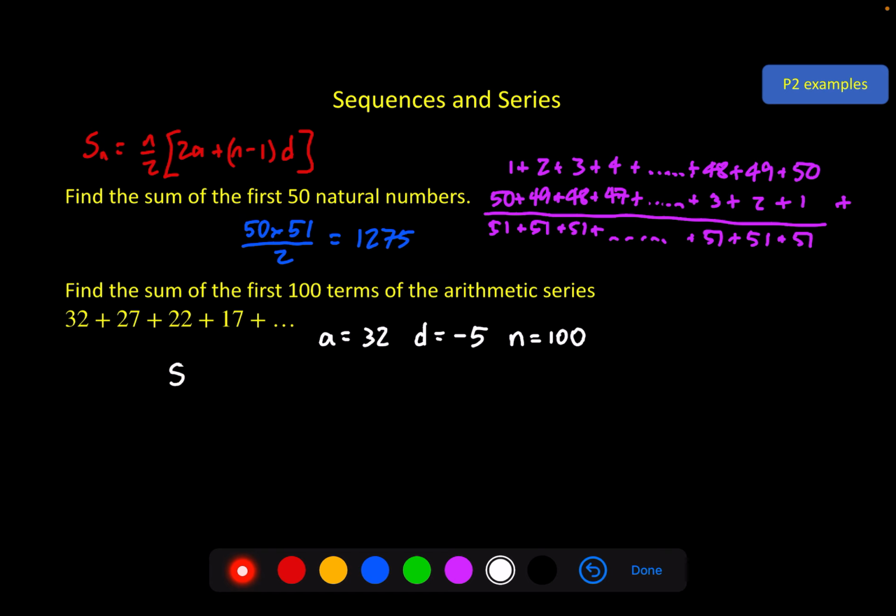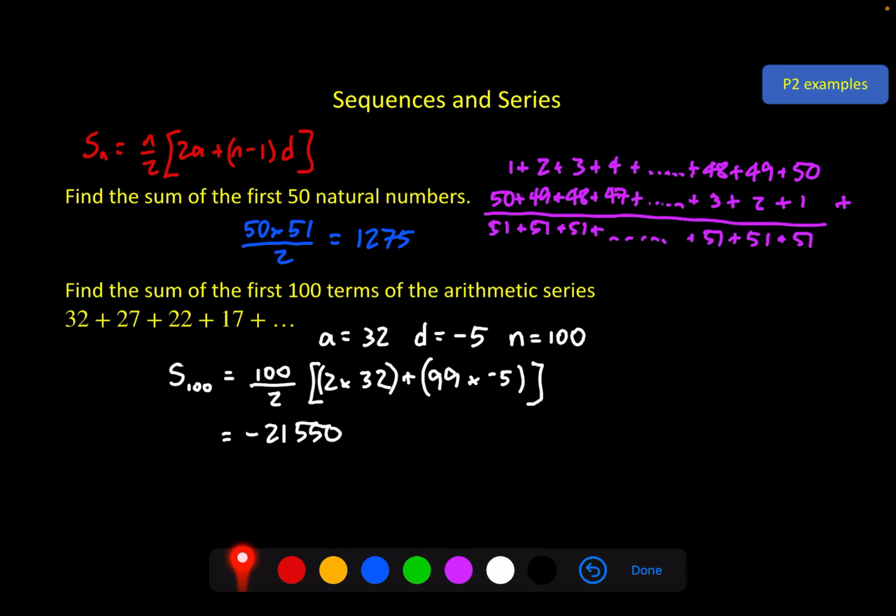S of n, I'm summing to the first 100, so I'm going to change that n on there to 100. Just keep good notation here. Is equal to 100 divided by 2 times the first term, 32, plus n, which is 100 minus 1, so that's 99, times minus 5. Put all that in your calculator, see what you get. 2 times 32 plus 99 times minus 5, times by 100 divided by 2 is minus 21,550.